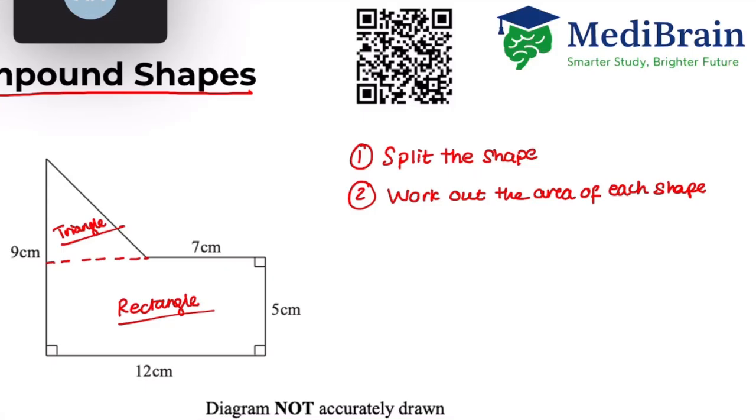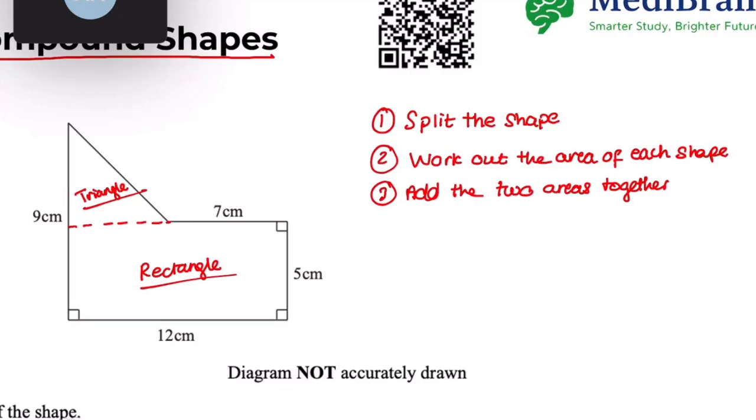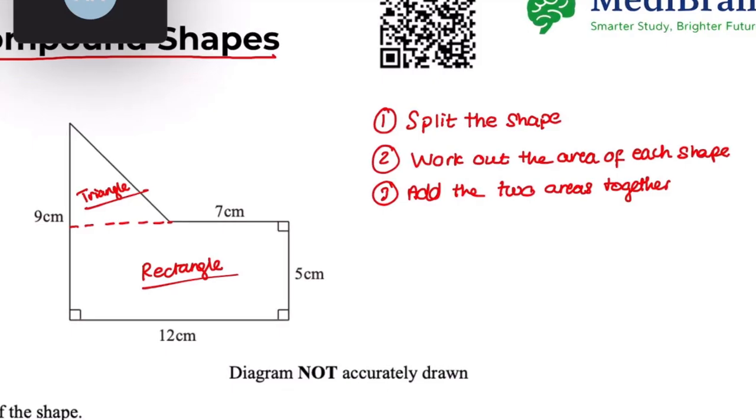And then you're going to add the two areas together. Okay, so we've split the shape. The reason why we've split the shape is so we can form simpler shapes. As you can see, originally we had a random looking shape that we had no clue about. Now, because we've split it, that red line which I've split the two shapes with, you can see that we form two easier shapes to work out the area of.